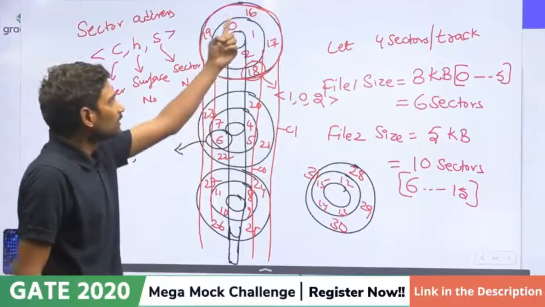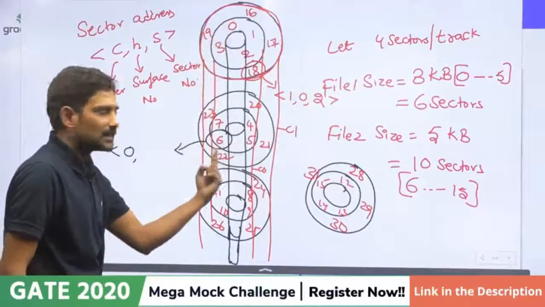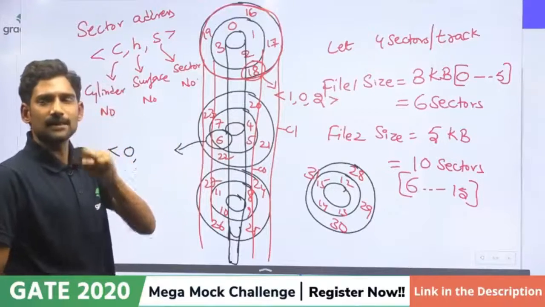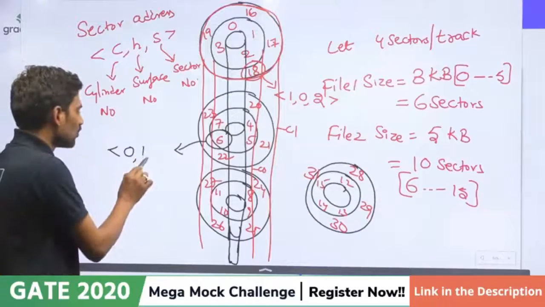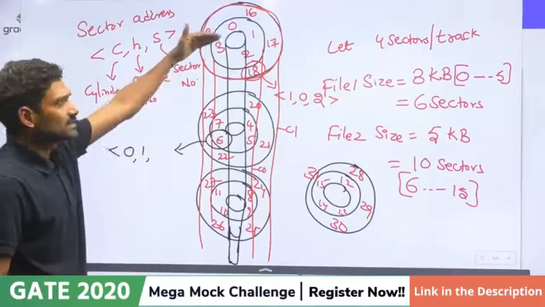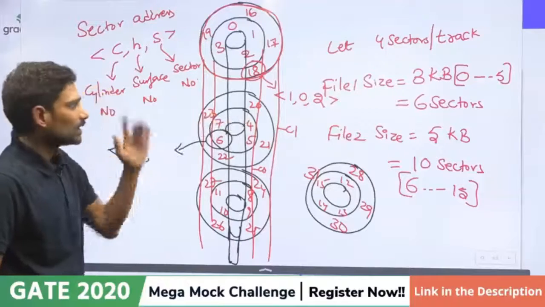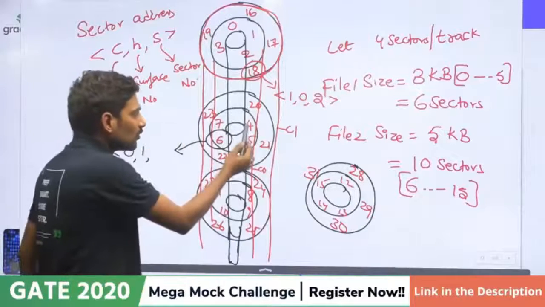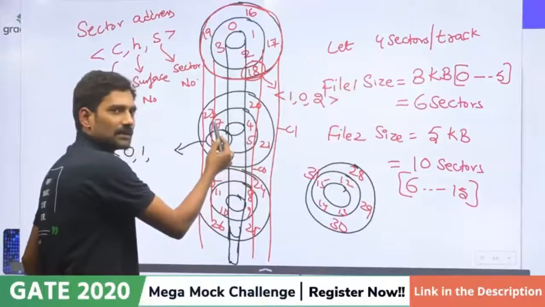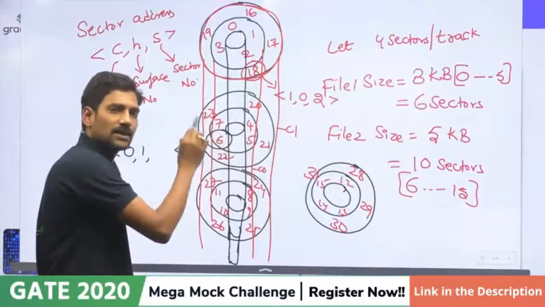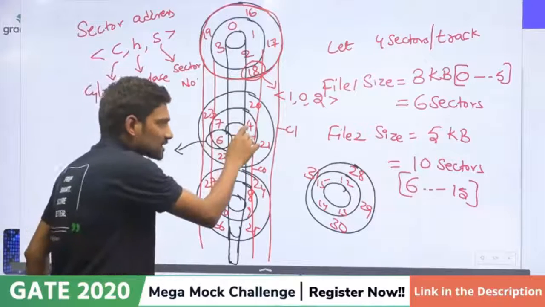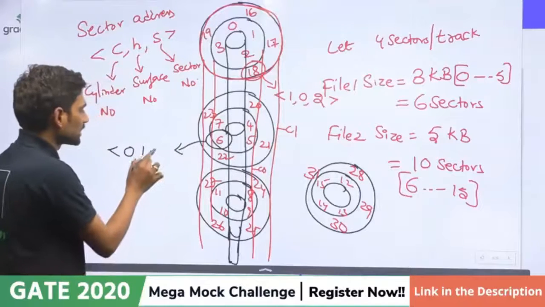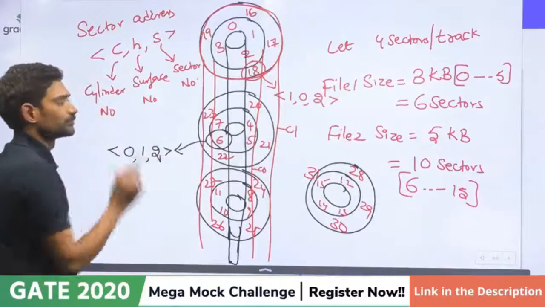Surface. First surface, second surface. The 6 is on the second surface, isn't it? So second surface will have the number as 1. Surface 0, surface 1. And on this, it is which sector? 4, 5, 6, 7. On this cylinder, on this surface, first sector, second sector, third sector this is. So what would be the sector number? 2.